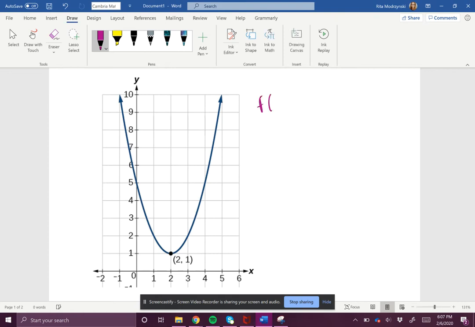We know it's in the form of f of x equals a times x minus h squared plus k. We also know that our h and our k represent our vertex. So that's the first thing we're going to find. The vertex of this parabola is (2, 1), and this is a minimum point. And that vertex is the highest or lowest point.